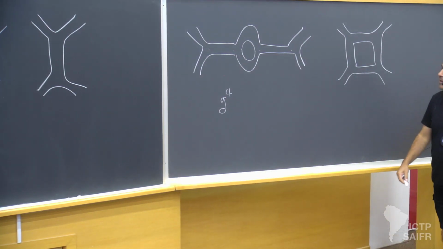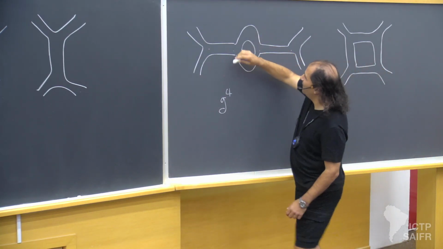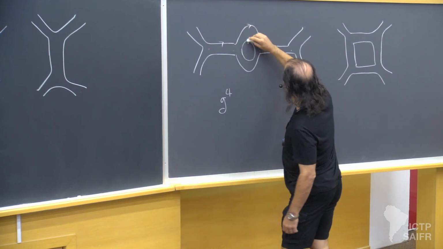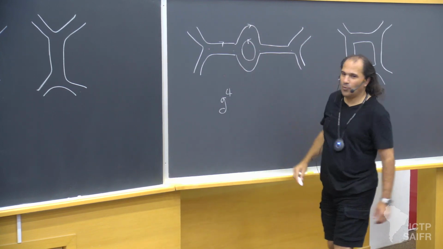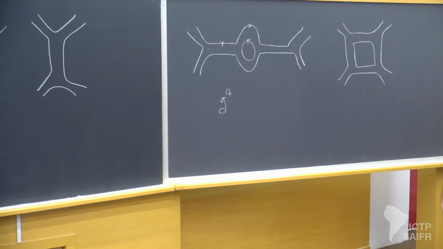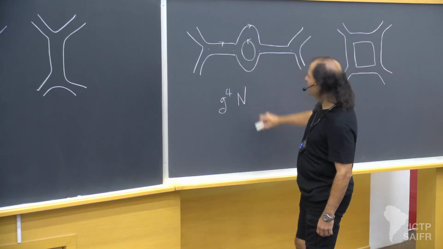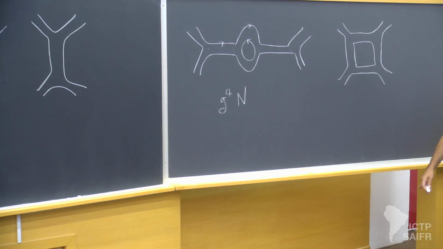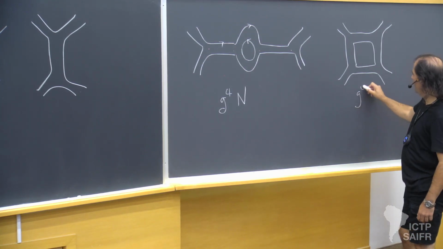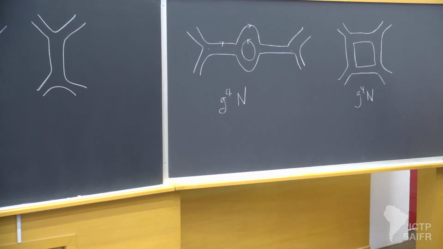Okay, but notice that if I put the arrows back, there is this arrow here, which is not determined by the external colors, right? So we have to sum over all the colors that go in there. So there's an extra factor of n that shows up associated with that guy. Okay, so similarly, there's a g to the 4th n associated with this guy.